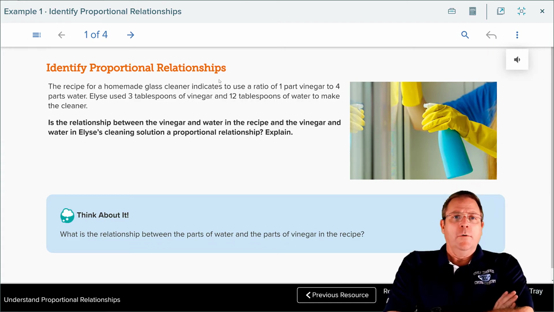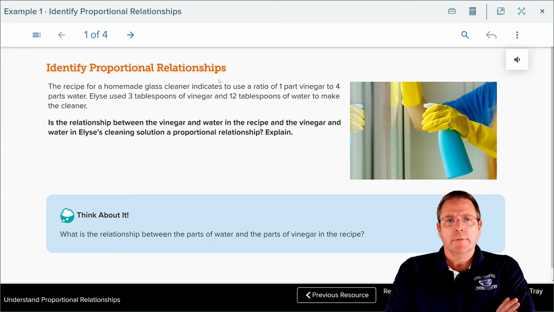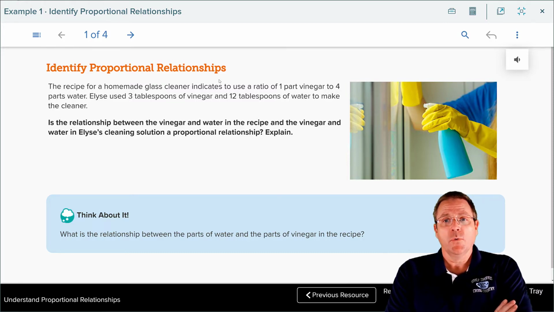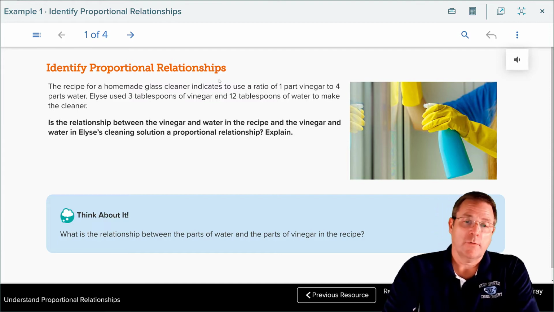The recipe for homemade glass cleaner indicates to use a ratio of 1 part vinegar to 4 parts water. Elise used 3 tablespoons of vinegar to 12 tablespoons of water to make the cleaner. Is the relationship between the vinegar and the water in the recipe and the vinegar and the water in Elise's cleaning solution proportional? And it wants us to explain our answer. Think about it. What is the relationship between the parts of water and the parts of vinegar?